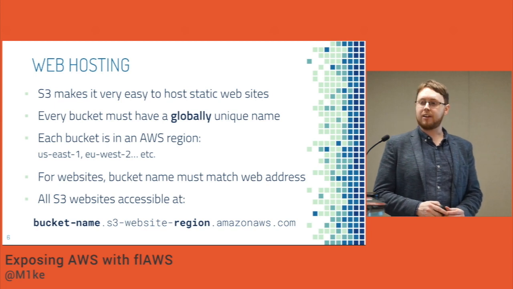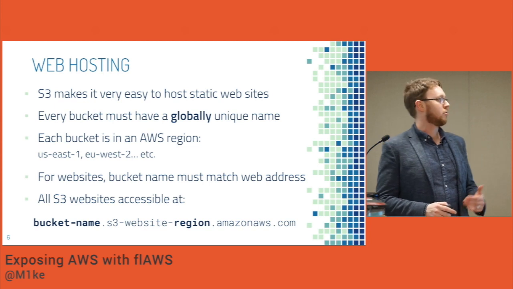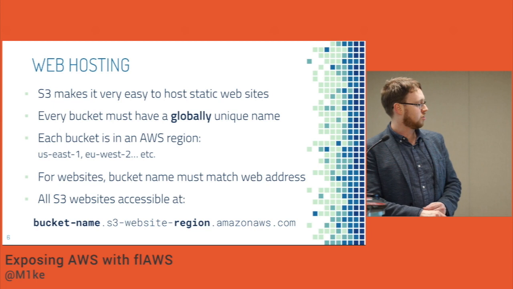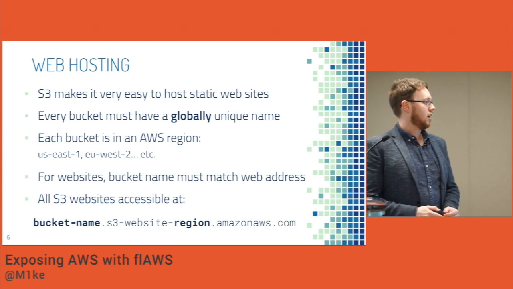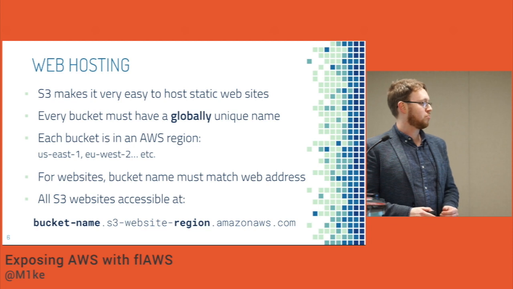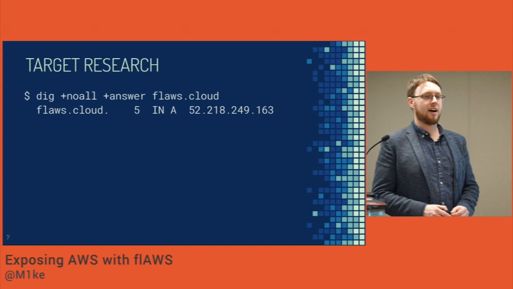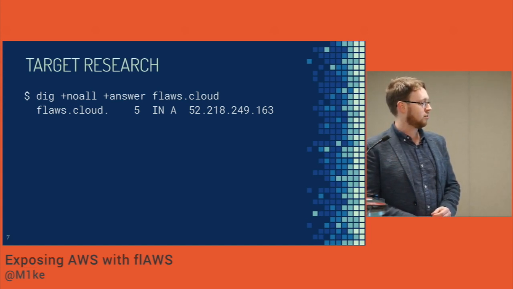And now web hosting. You can host a static website very easily on S3. And this is the reason they must have a globally unique name. Every bucket is in a region. So if I can point to the regions there, you've got US East 1, which was our original region, US West 2, which is London, and various other regions. For websites, a bucket name must match a web address. You can also access every S3 website at a different address. So your bucket name, .s3-website-region, such as us-west-2, .amazonaws.com.